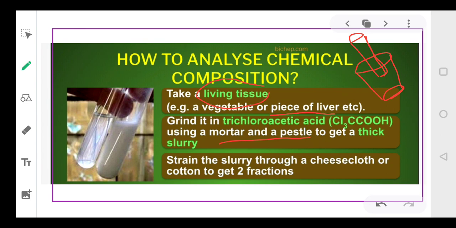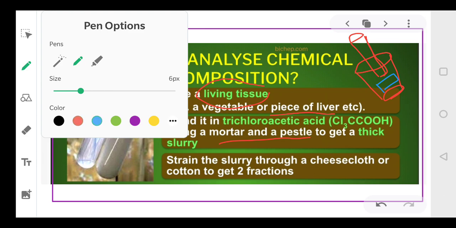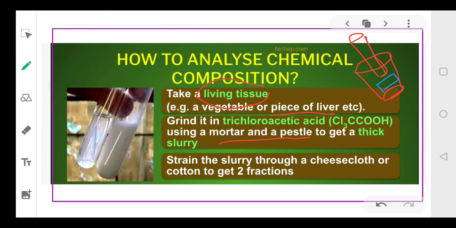So we'll put, you can say, that tissue into this. Like suppose we are putting it in here. Let's suppose this is a tissue we are putting into it. Now then what will we do? We'll try to grind it, and slowly and gradually we'll be adding the trichloroacetic acid into it.